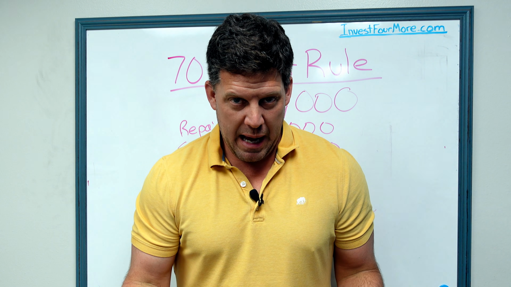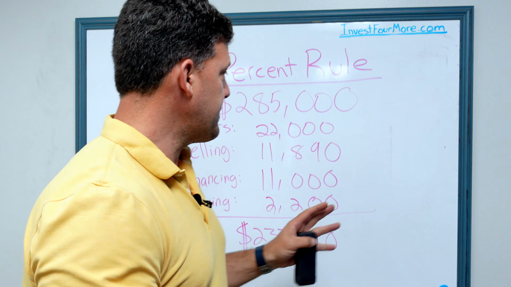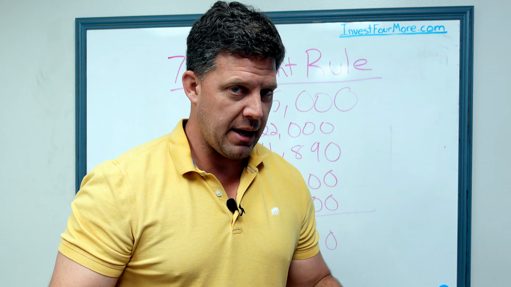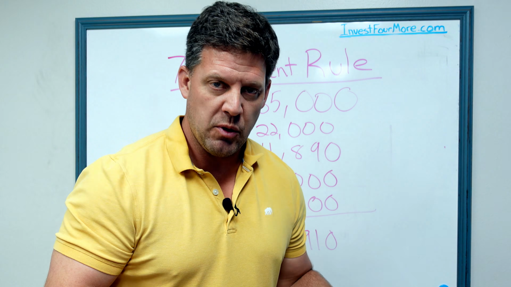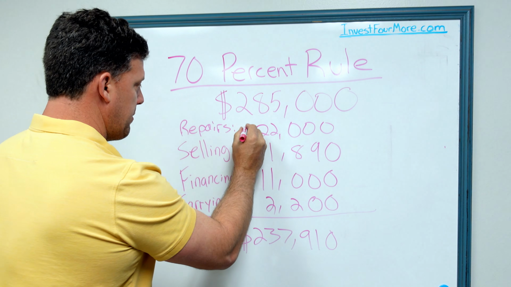So what ended up happening with this property? Did we lose money because we didn't follow the 70% rule? Well, let's look at the numbers. This is assuming it would sell for $285,000. It didn't though. Our repairs ended up being $22,000, so a little more than we expected, and we always account for that. We always know there'll be more than we think there'll be.